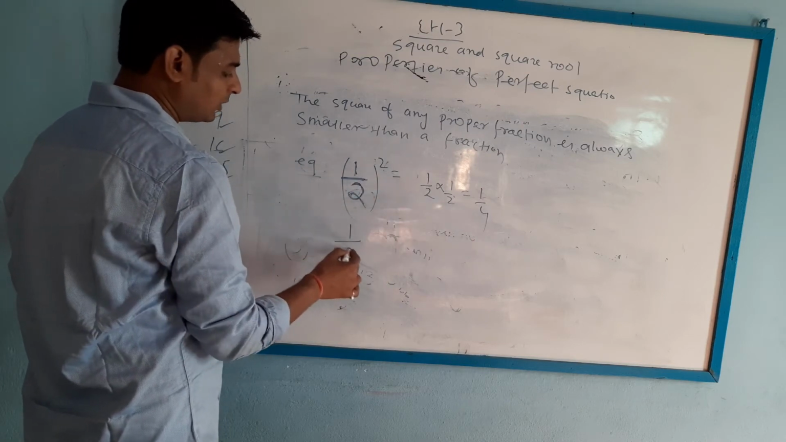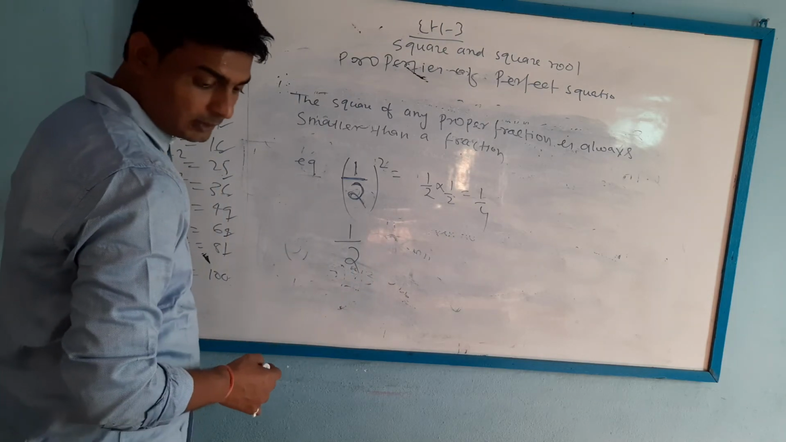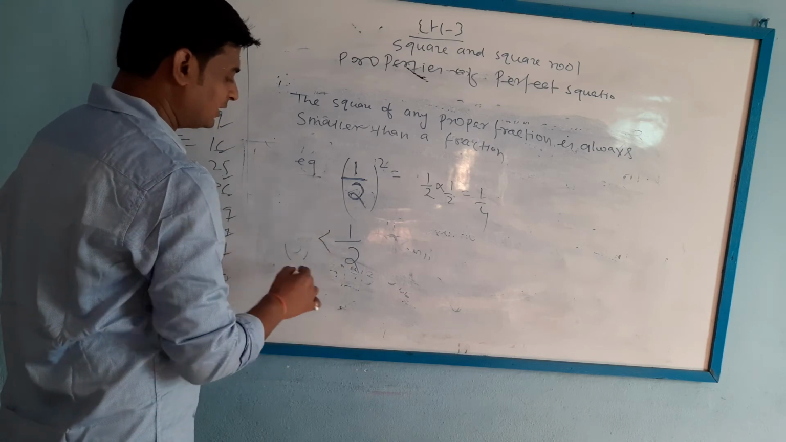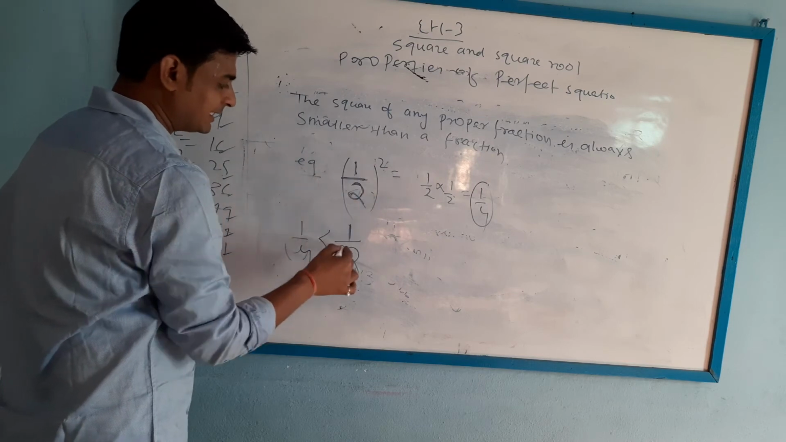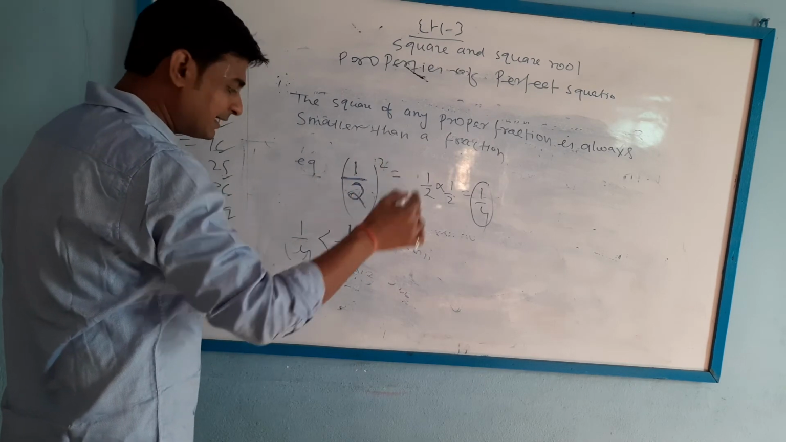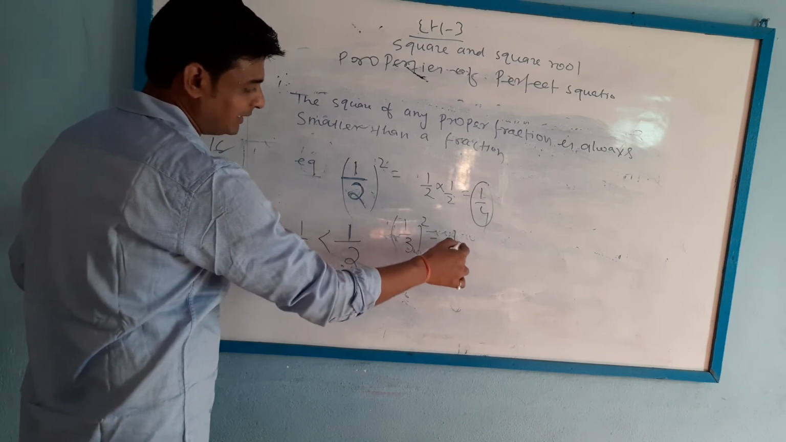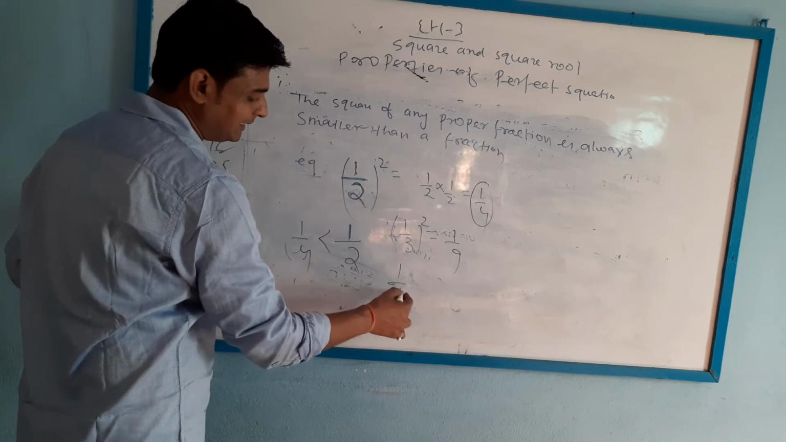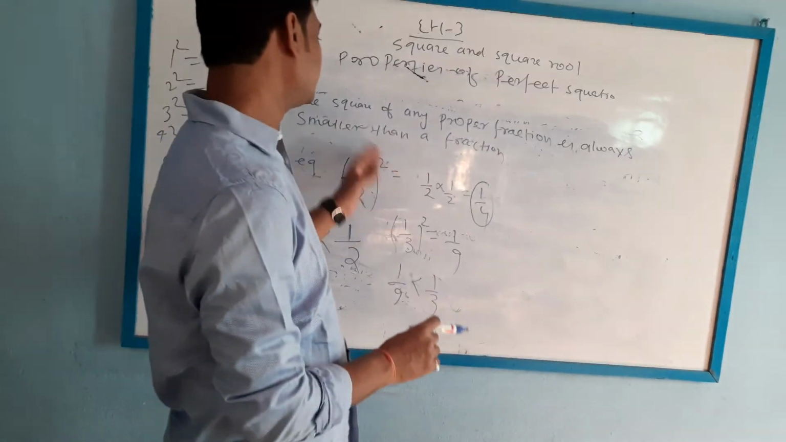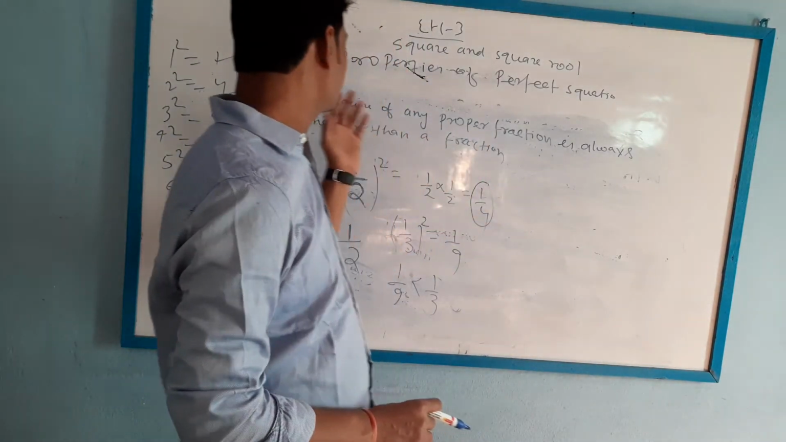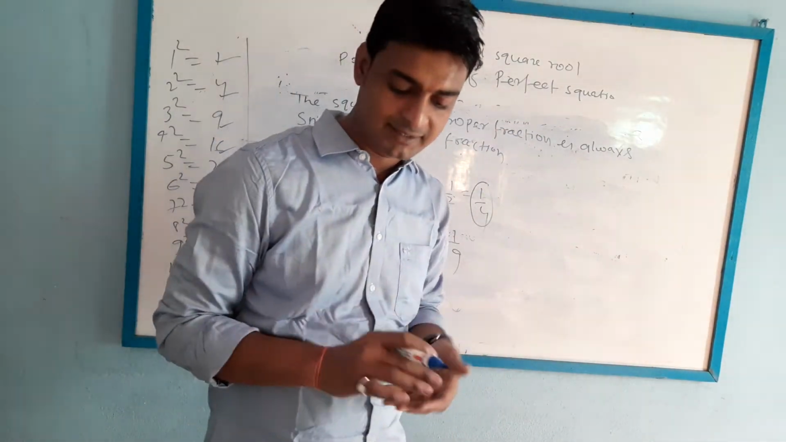We can say that 1 by 2 is greater than 1 by 4. Here 1 by 4 is smaller, but 1 by 2 is greater. We can say that 1 by 4 is smaller than 1 by 2. Then 1 by 3 squared is equal to 1 by 9. Here we can say that 1 by 9 is smaller than 1 upon 3. Directly we can say that this is a property. Based on all this, the square of any proper fraction is always smaller than the given fraction.